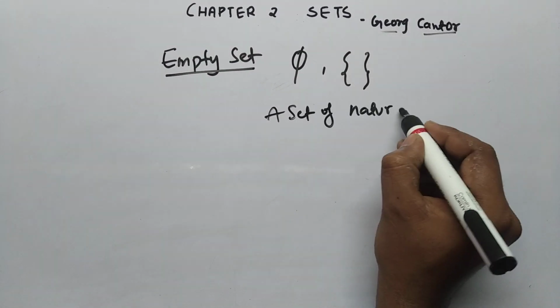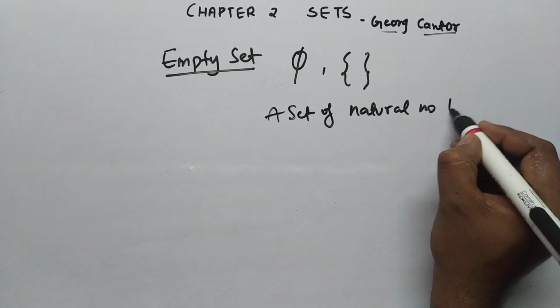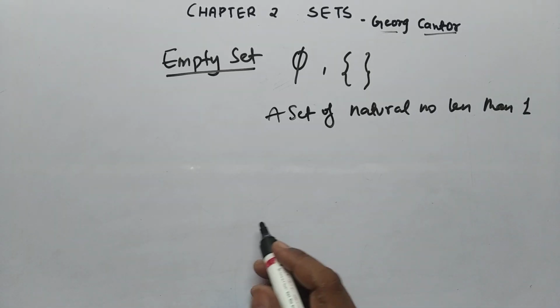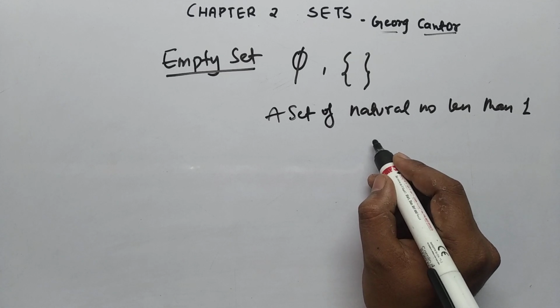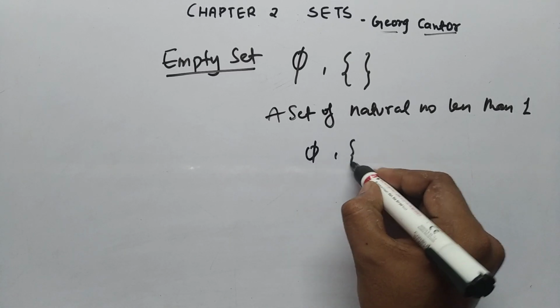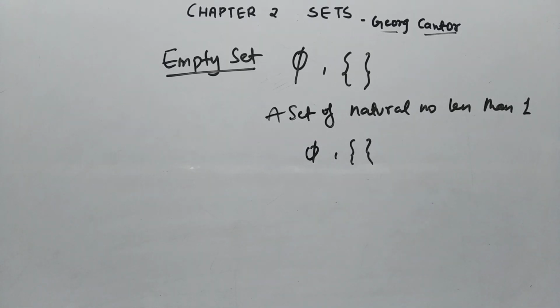For example, a set of natural numbers less than 1. So what is a natural number less than 1? It is nothing. So we have to represent this set as phi, or we can represent it with a null. This is a null set.